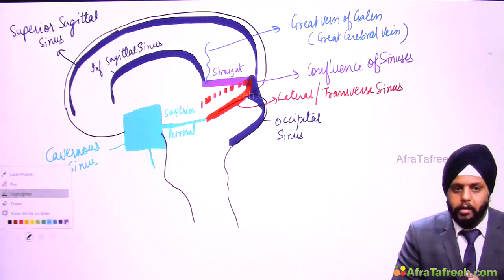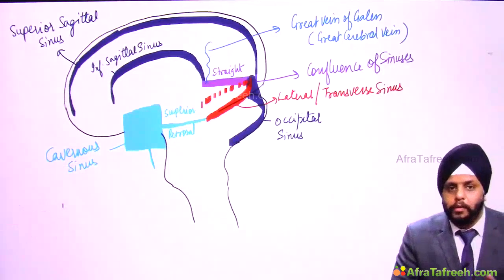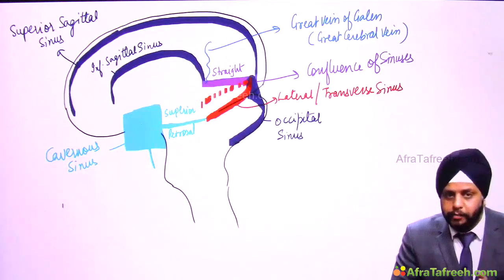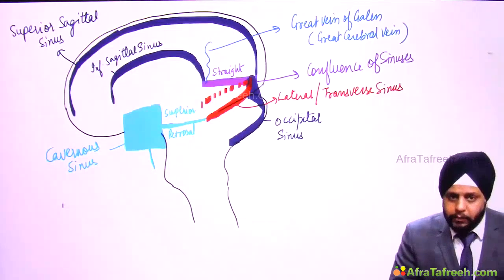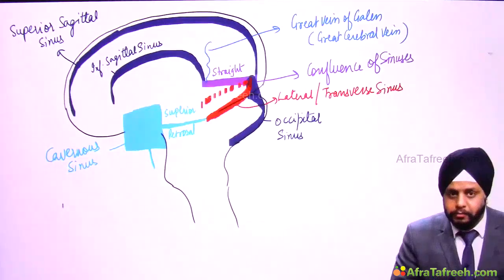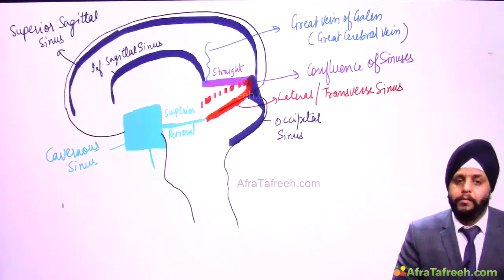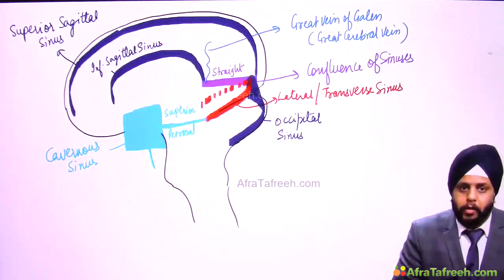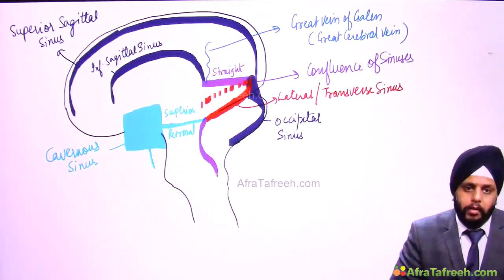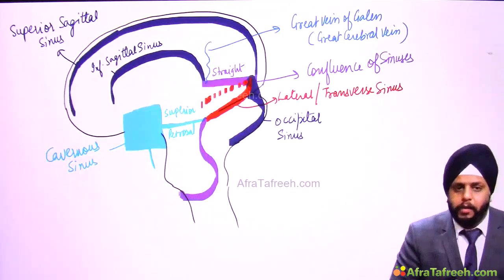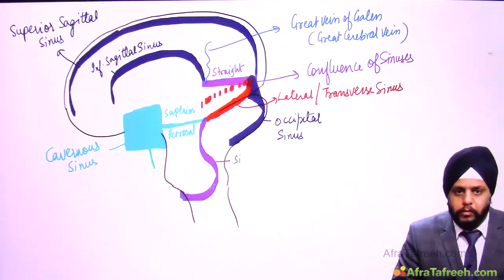Remember, earlier this guy was curved, inferior sagittal sinus. After marriage he became straight. But this is lateral or transverse sinus. He's already straight. So what will happen to him? Now he becomes curved. It curves S-shaped. This is known as sigmoid sinus.